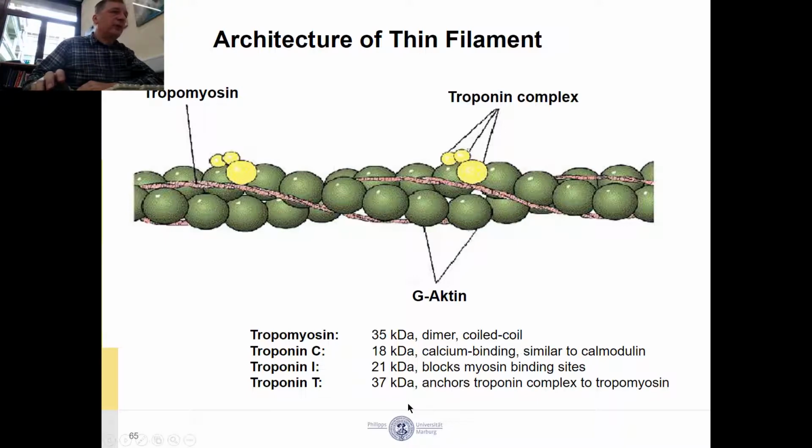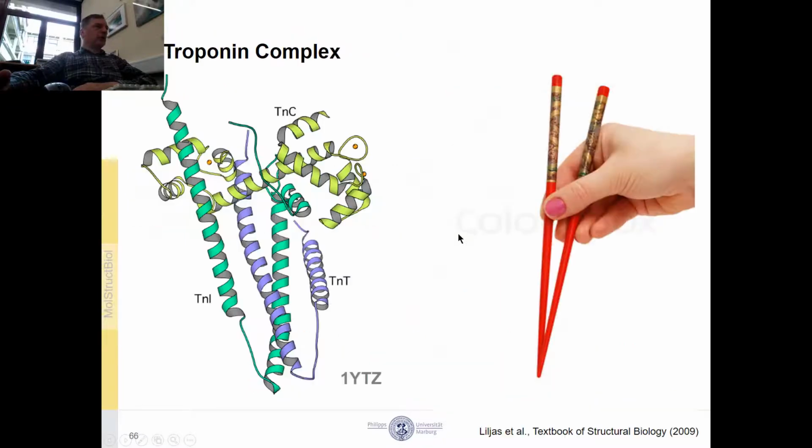C is the interesting part because that is the protein that looks like calmodulin. It has the same architecture as calmodulin, binds calcium and changes its tertiary structure. And this change in the tertiary structure of troponin C is transmitted via troponin I and T to the tropomyosin. So first to the troponin complex, here we have C, I, and T.